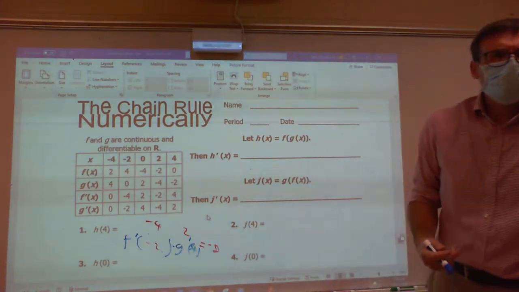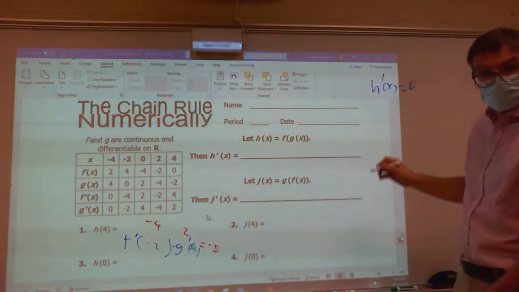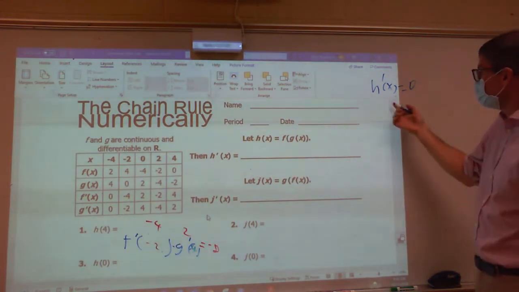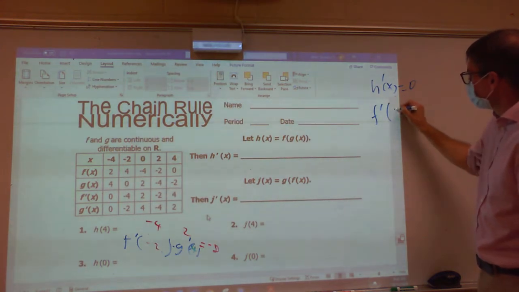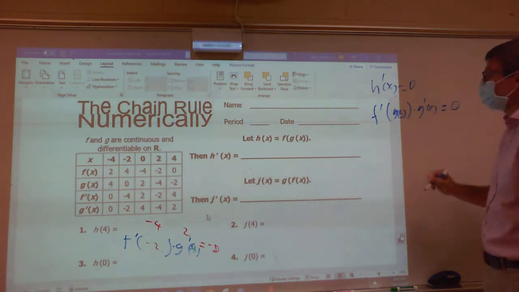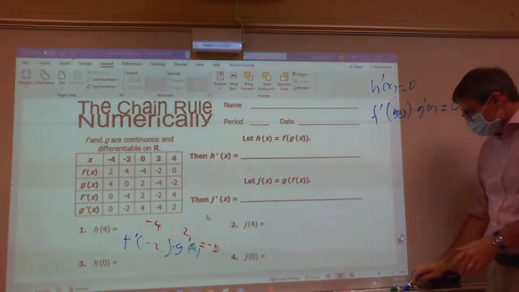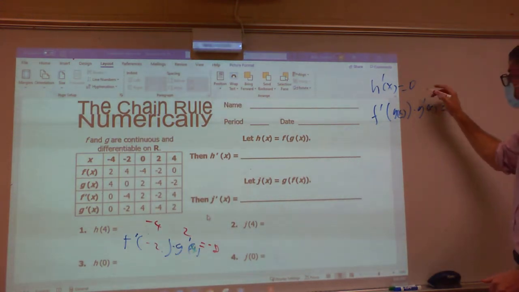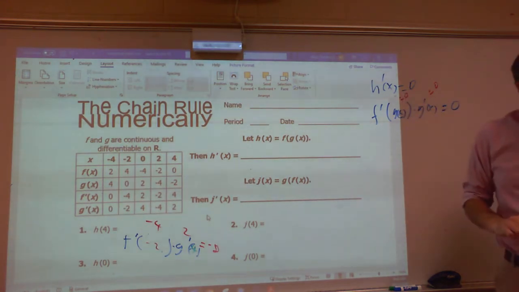Well, what about where h has a horizontal tangent? So we're interested in where h prime of x is equal to 0, right? H prime of x was f prime of g of x times g prime of x, and I want to know where that equals 0. Anytime you have two things multiplied together equaling 0, I've got to look for two places: where does this equal 0, and where does this equal 0?